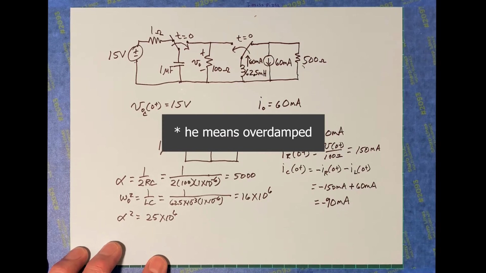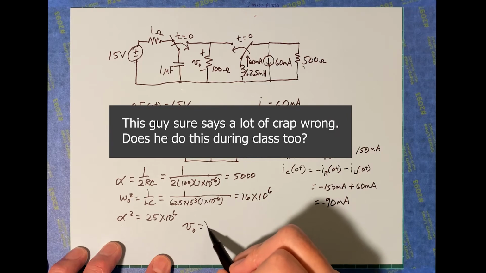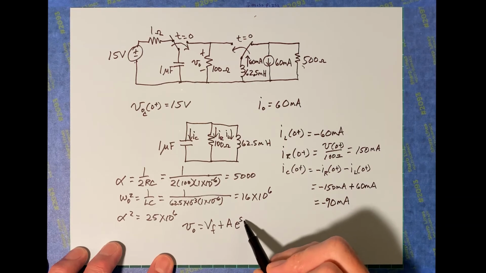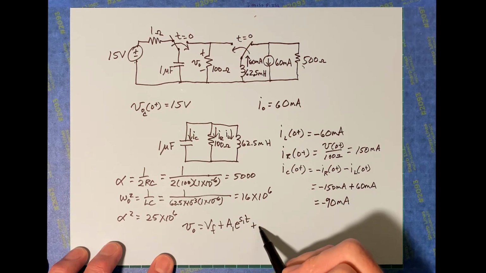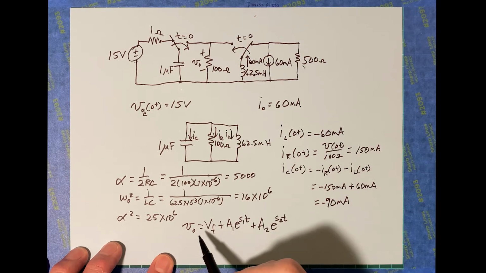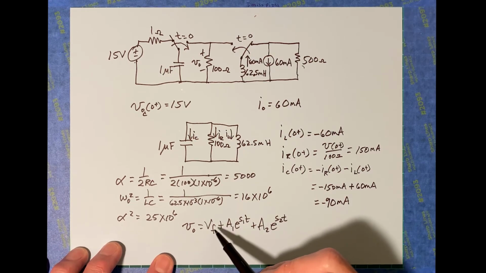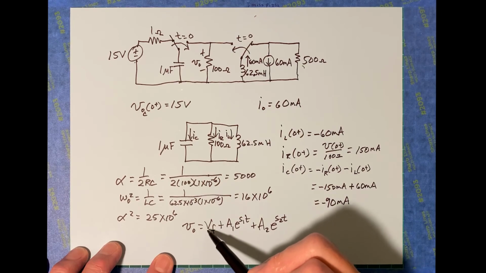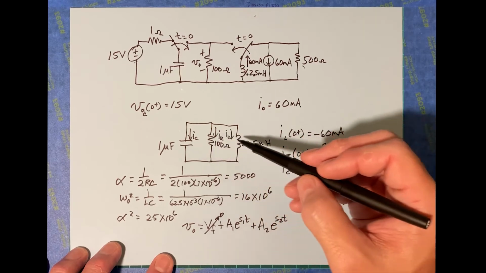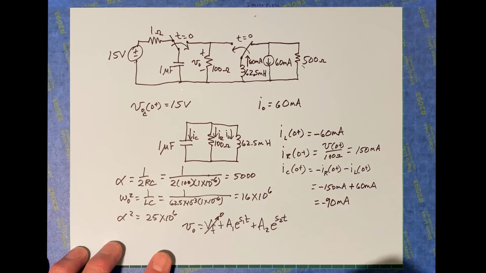That's the underdamped case. So V naught is going to be V final plus A1 e to the S1t plus A2 e to the S2t. Our V final, you can probably figure out what that is, and that's going to end up being 0. Why is that? Because all of the energy is leaving the system. This is going to be a natural response, so all of the energy is leaving the system, and that ends up being 0.